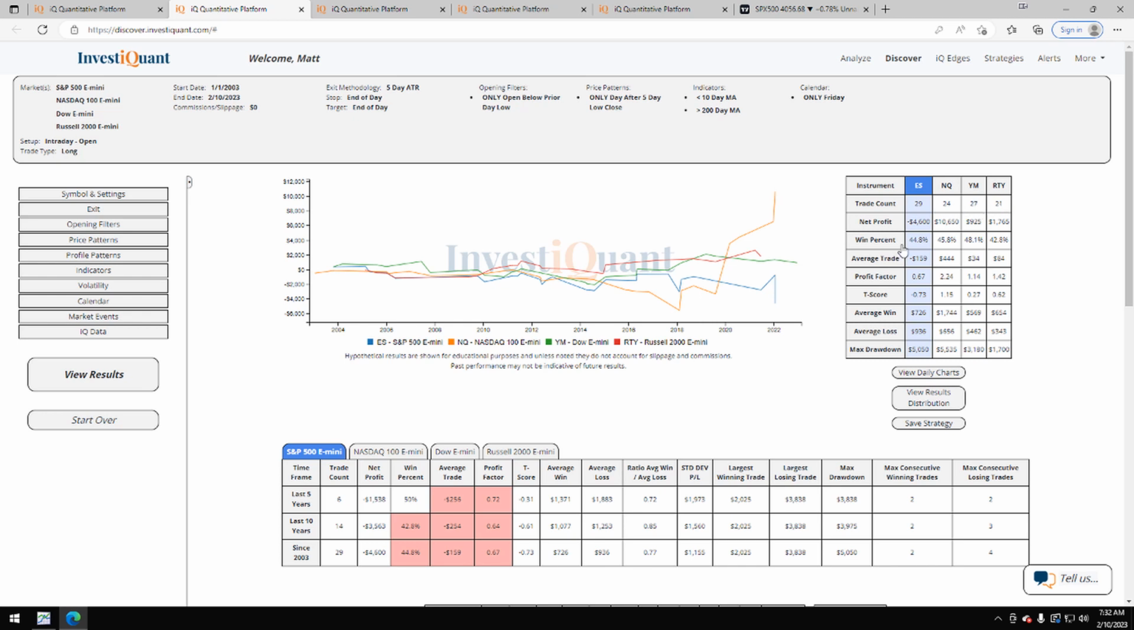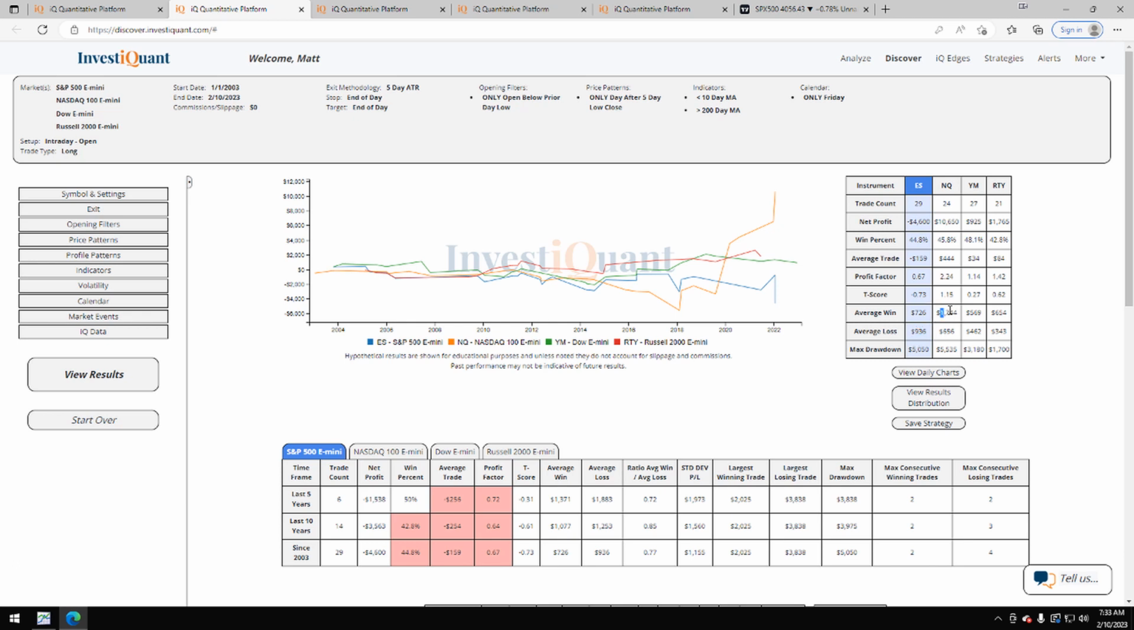Win rates on these are all skewed a little bit towards the downside. You've got S&P coming in, 45% of these have closed above the opening print. The NASDAQ, 46%. The Dow, 48%. The Russell, 43%. If we look at the average moves, for the S&P, the average loss is larger than the average win.